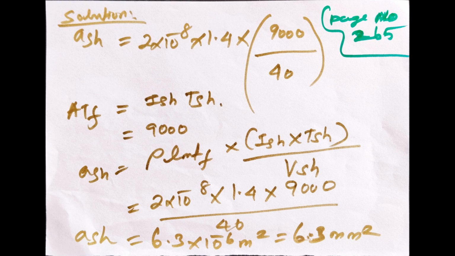Continuation of solution. ASH is equal to 2 into 10 power minus 8 into 1.4 into 9000 by 40. Putting the required values in the above formula, we find ASH is equal to 6.3 into 10 power minus 6 meter square, that is 6.3 millimeter square. ATF is equal to ISH into TSH, that is 9000.